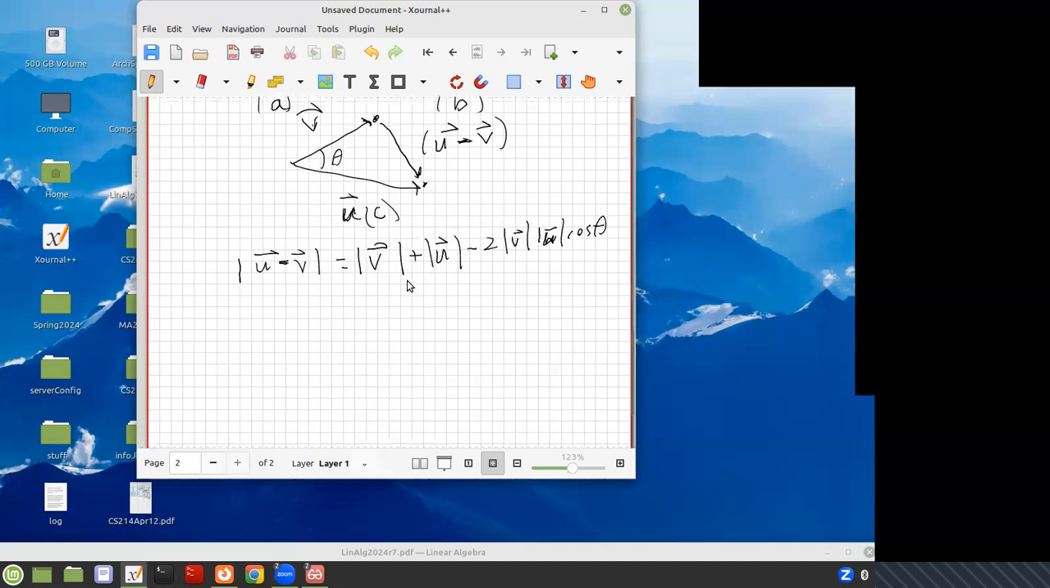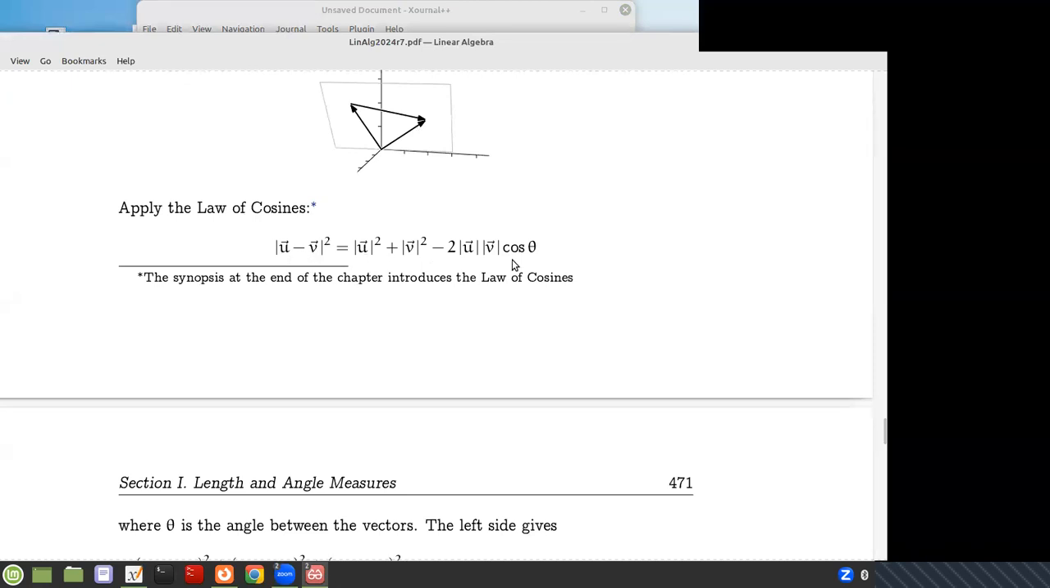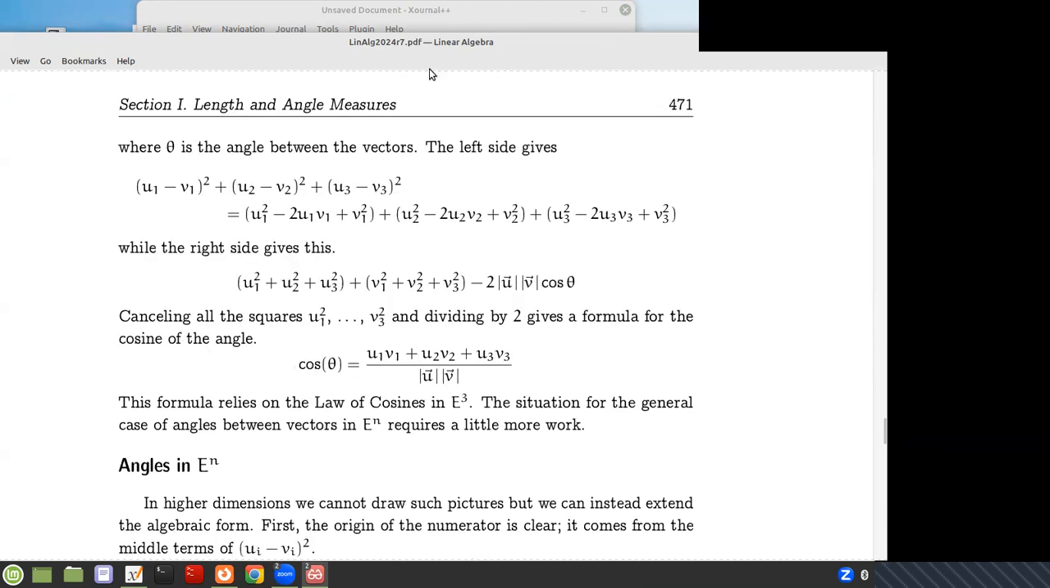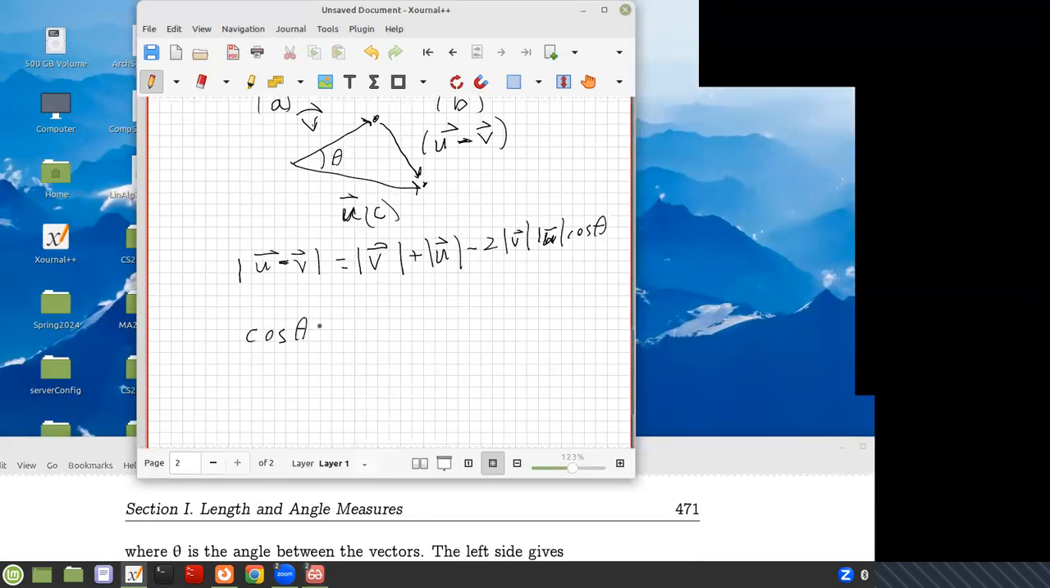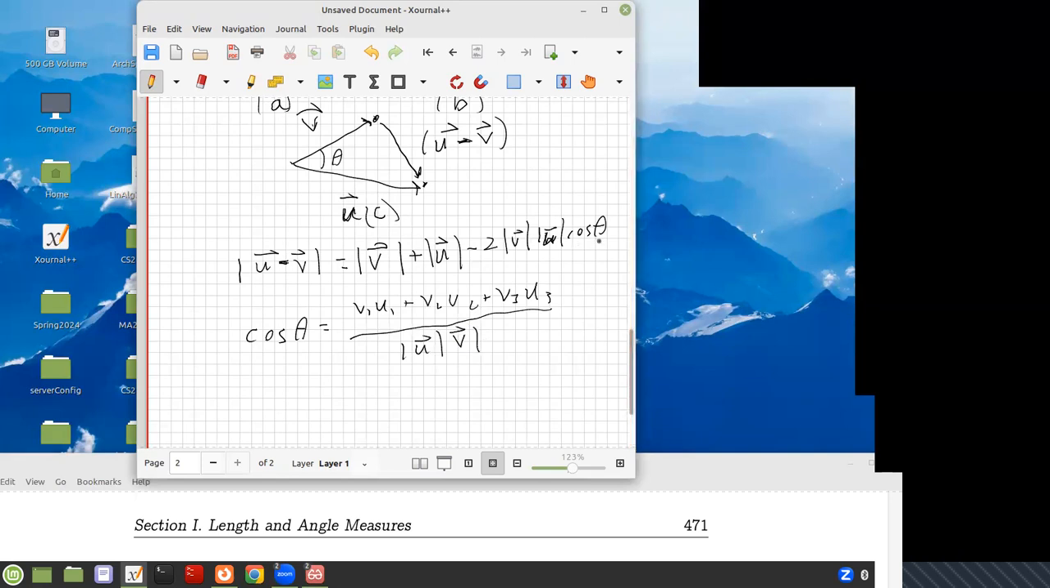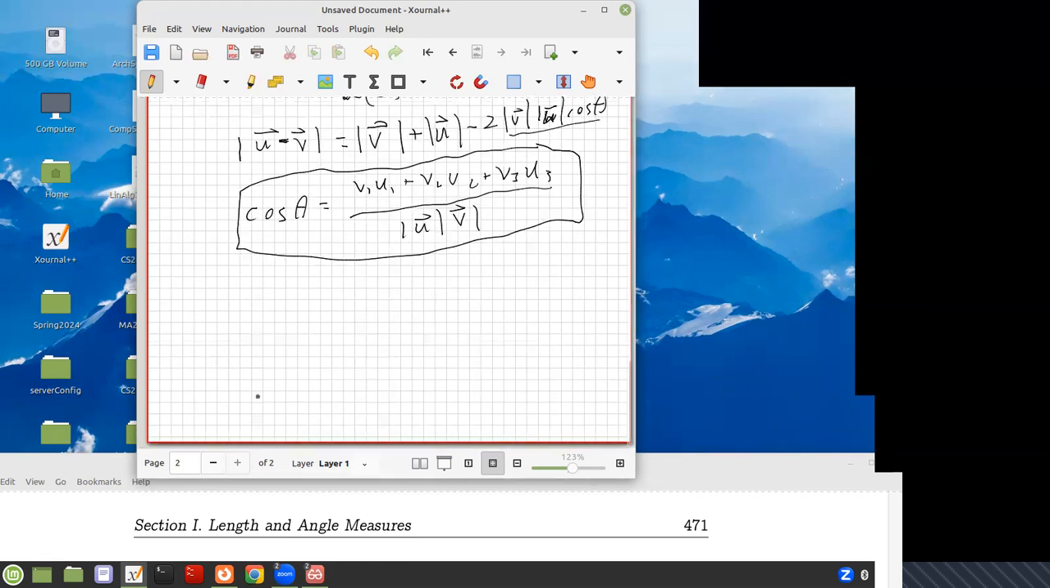Now if I write this out and do some algebra, putting in the components and multiplying it out, what I get is a formula for cosine theta equals V1 U1 plus V2 U2 plus V3 U3 over the magnitude of U times the magnitude of V. When I multiply all these out, all the square terms cancel, and the only thing that survives is these cross terms. This is just the law of cosines written in vectors with 3 dimensions. There's nothing new going on, but this is the formula we can generalize to the angle between any two vectors.